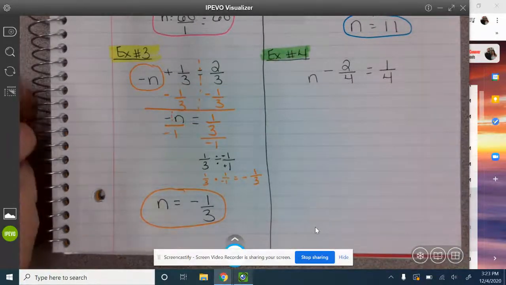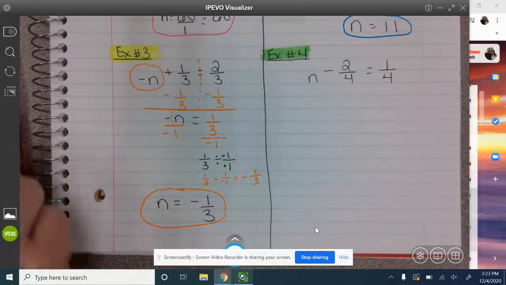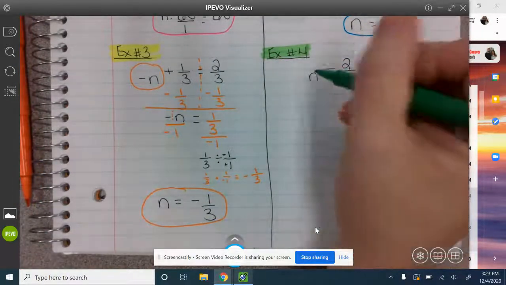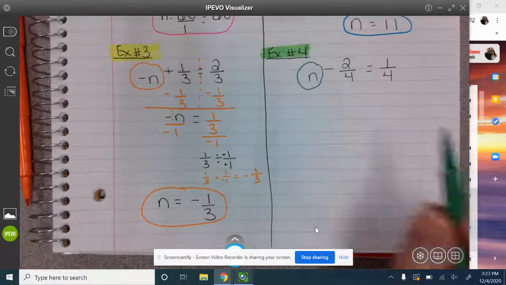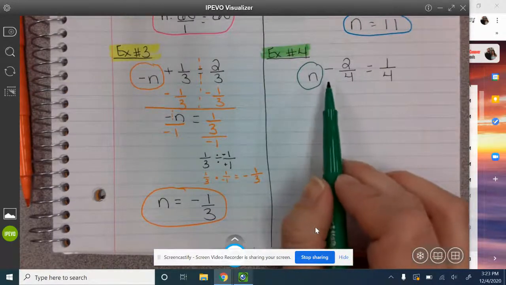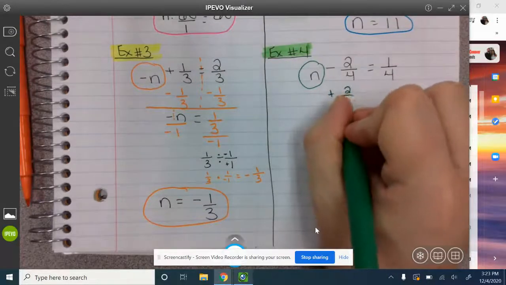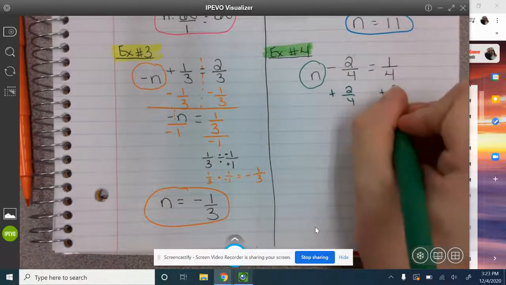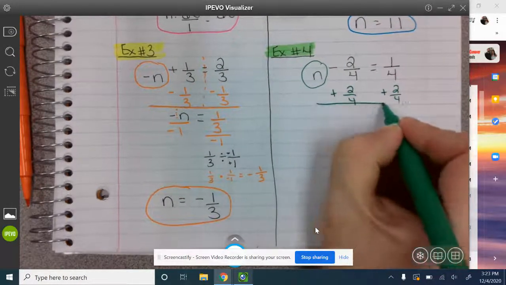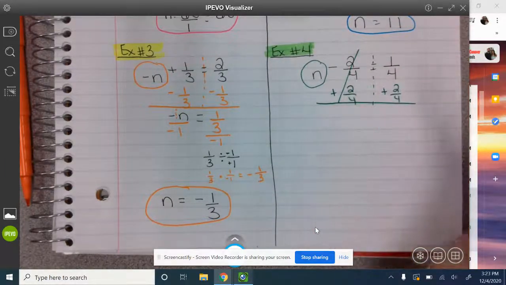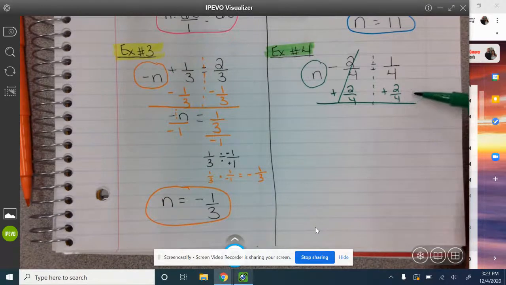Number 4, I have n minus 2/4 equals 1/4. Well, I want n to be by itself. So how do you undo subtracting 2/4 or -2/4? It will be with a positive 2/4. So I'm going to add 2/4 to both sides. Now, lucky for you on this one, we were really nice to you. We already gave you common denominators, so you're just going to add.